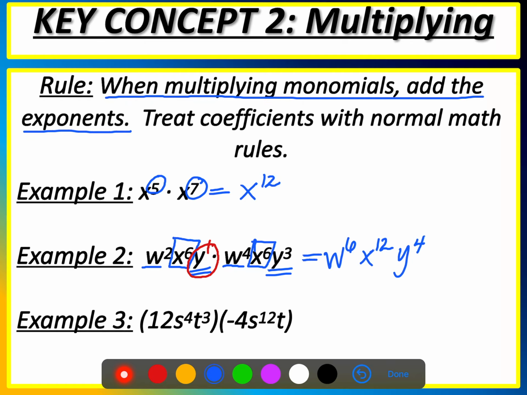Now, example 3, it's still multiplication. It's just being represented using parentheses. And I see that there are coefficients. So I'm going to multiply the coefficients because those are regular numbers, so we're using regular operations, and then I'm adding together the exponents on like variables. So x to the 16th, t to the 4th. Simple enough. When you multiply, you add the exponents.